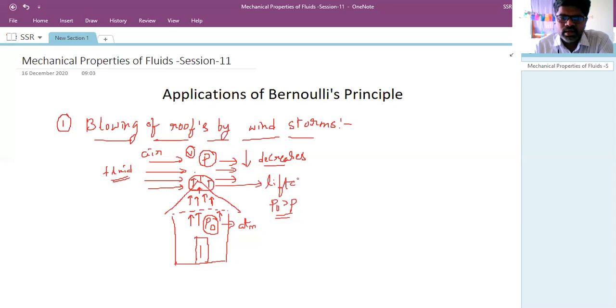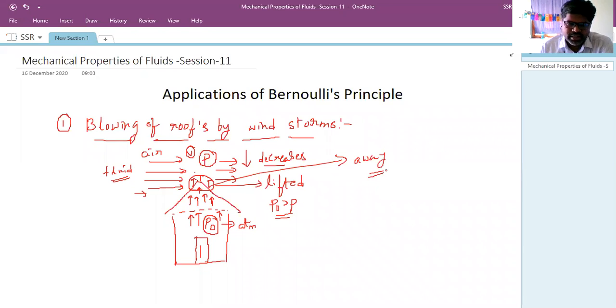This roof will be lifted up because of the high pressure inside the house compared to the low pressure at the topmost point of the roof. That lifts the roof upwards. Because the air is already coming from the left with high speed, this will make the roof go away. This is the reason why roofs go away when the wind is blowing.